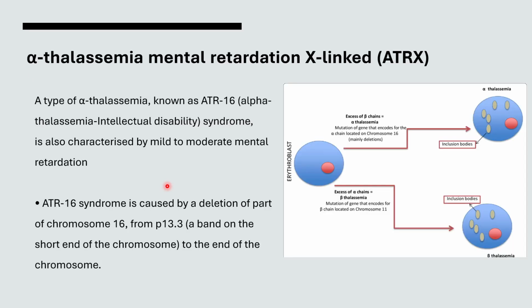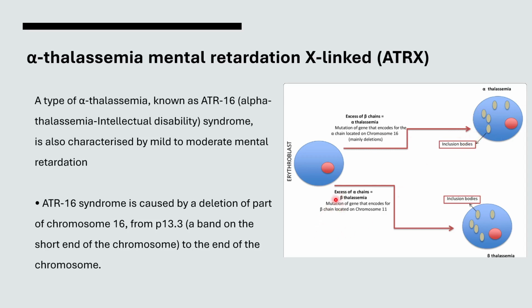Okay, let's discuss then. Alpha thalassemia mental retardation X linked, that is ATRX. Here in the figure you can see the erythroblast, where an excess of beta chains leads to alpha thalassemia. That is a mutation of the gene that encodes the alpha chain, located on chromosome 16. That is due mainly to deletions, which lead to alpha thalassemia, and these are the inclusion bodies.